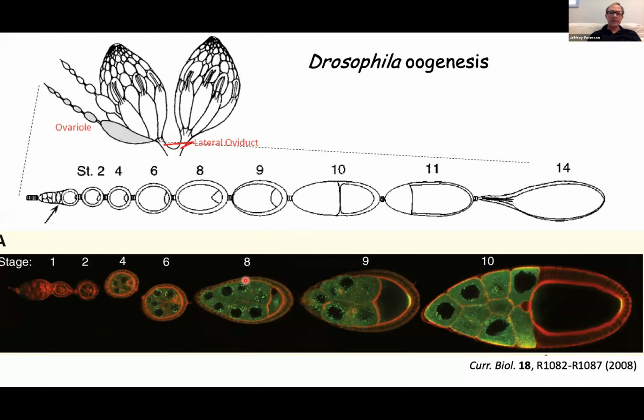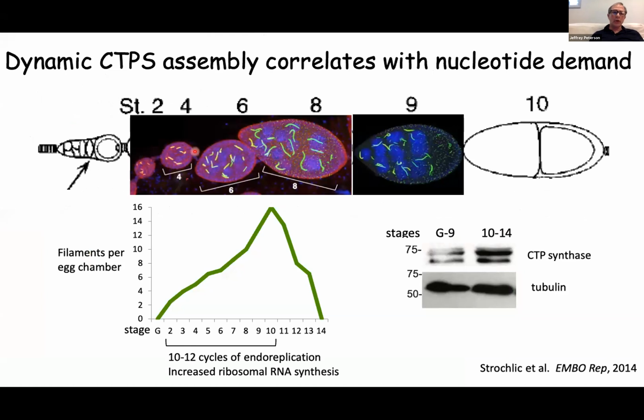And CTP synthase forms filaments in both of these cell types, but that assembly is regulated developmentally in the germline cells. So in early egg chambers, very few CTP synthase filaments are seen, and as development proceeds, both the number and size of these structures increase until about stage 10, at which point each of the germline cells, and there are 16 at this point, have on average one filament.